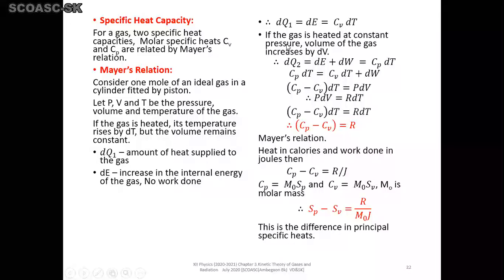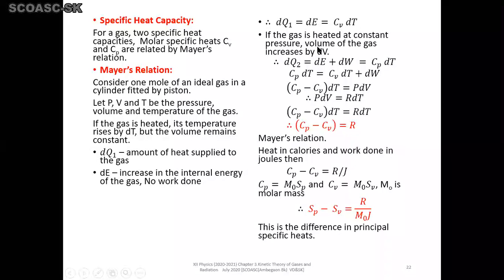Now, how did I get this? What is Cv? The amount of heat required to raise the temperature of 1 mole of that substance by 1 degree Celsius. But I'm not raising it by 1 degree. The temperature is rising by dT. So it is going to be Cv into dT.